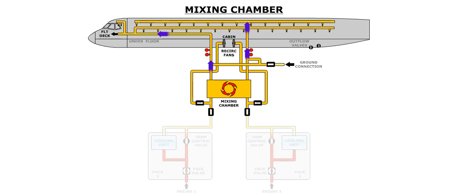From the mixing chamber, the air is distributed throughout the aircraft. The output of the left pack goes mainly to the flight deck, whereas the output of the right pack goes mainly to the cabin. Any excess air from the left pack is used to supply the cabin. The cabin air is evacuated by two recirculation fans.